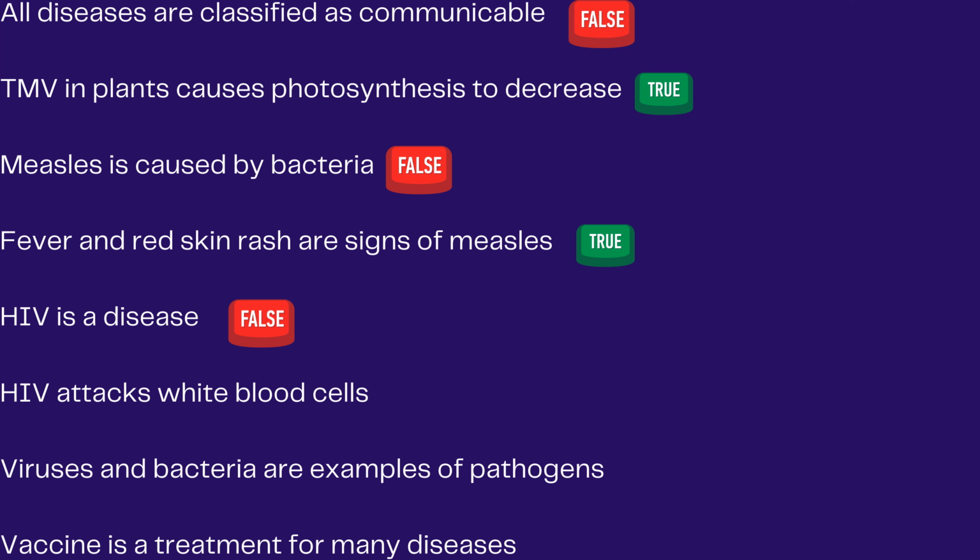HIV attacks white blood cells. True. Viruses and bacteria are examples of pathogens. True. A vaccine is a treatment for many diseases. That's false. Vaccine is not a treatment.